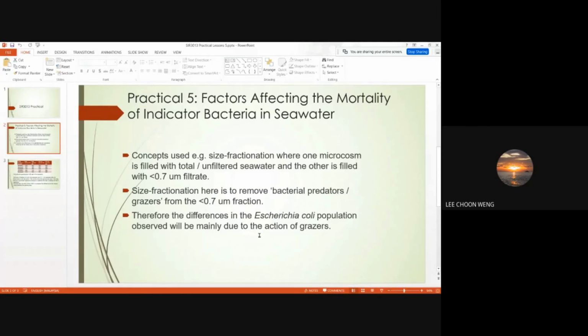There are a lot of factors to consider because E. coli can also attach to soil. They can also go to the benthic environment. So a lot of things to consider if you want to study the presence of E. coli in water systems.